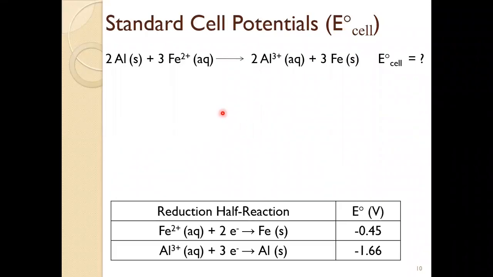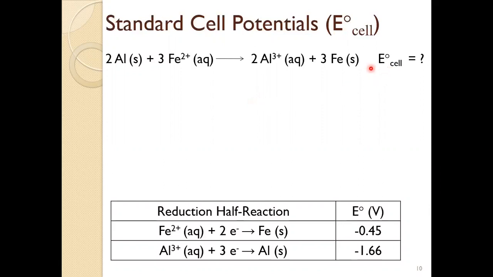And as another example, we have a balanced redox reaction: aluminum plus Fe2+ produces aluminum 3+ and iron. Notice that aluminum is being oxidized from an oxidation number of 0 to positive 3. Iron is being reduced from positive 2 to 0. Because aluminum is being oxidized, that means aluminum is our anode. Iron is being reduced, which means iron is our cathode.